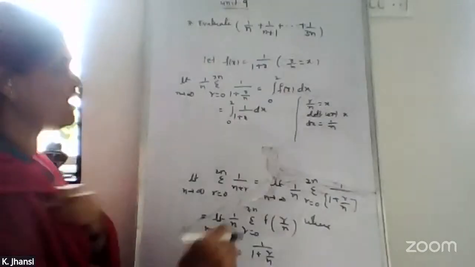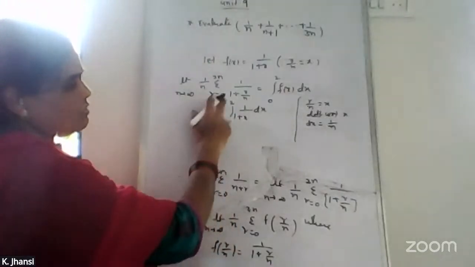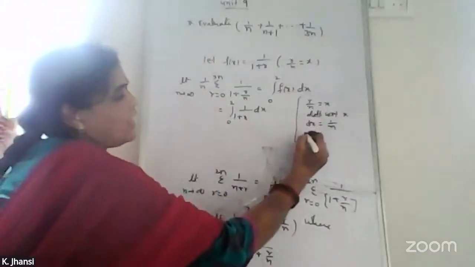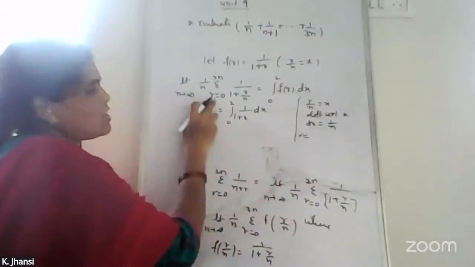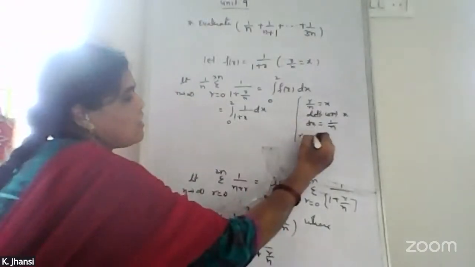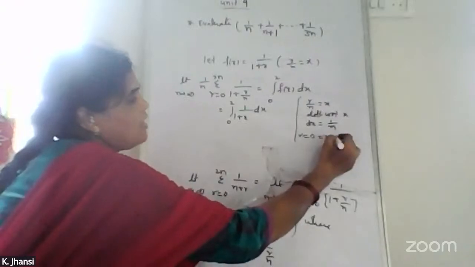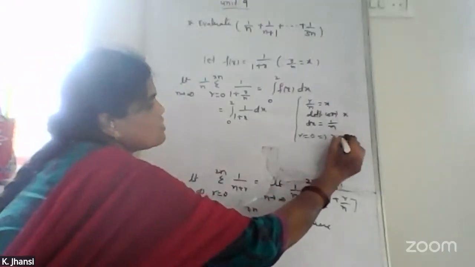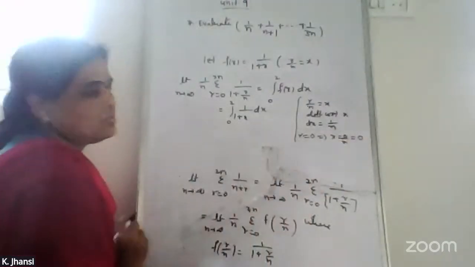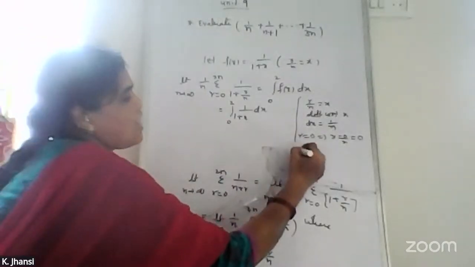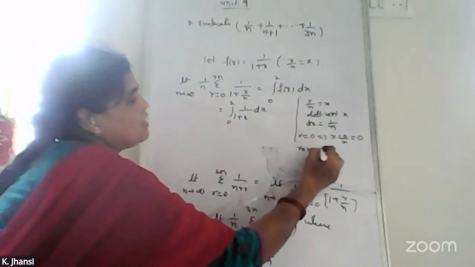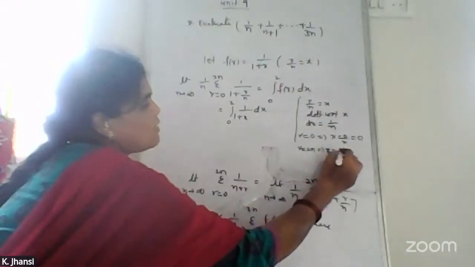And the limit values we will convert by taking the r value. What is our value? 0. So when r is 0, we get x equals 0 by n, which equals 0. And next, when r equals 2n, x equals 2n by n.